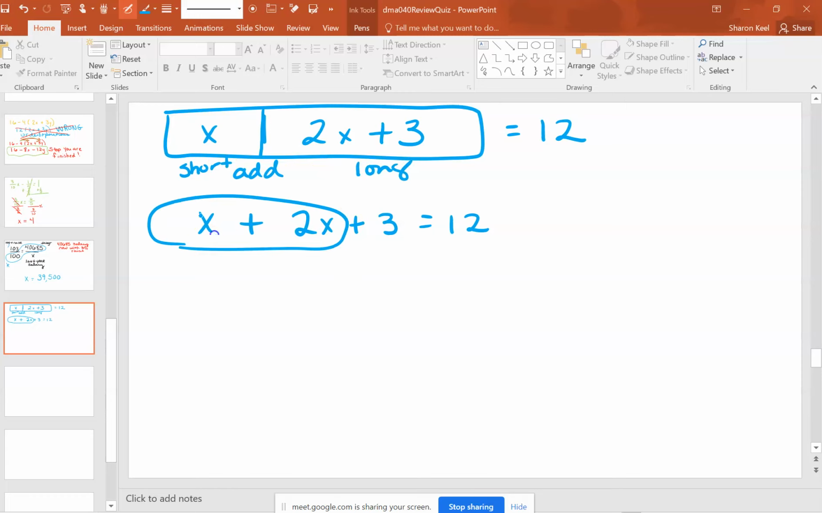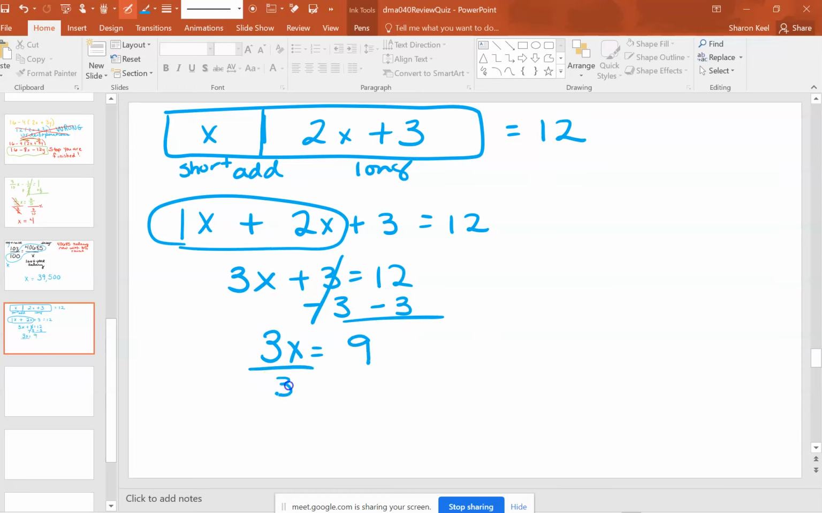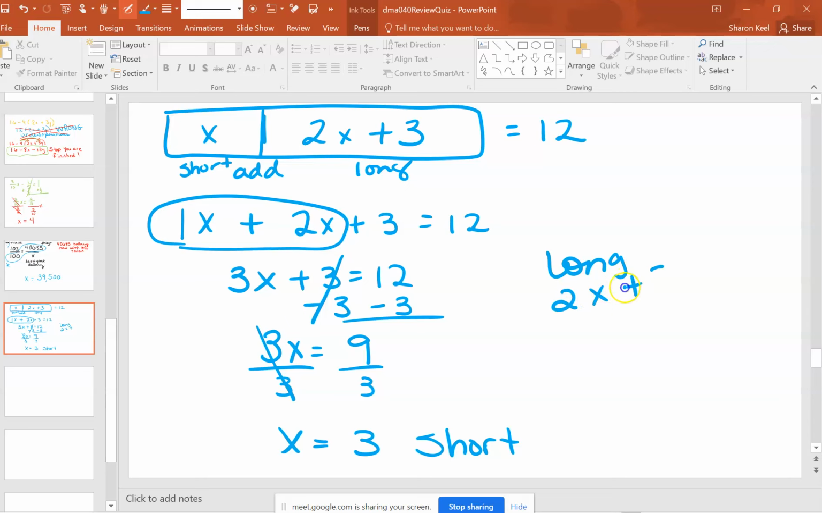Okay, so let's combine like terms. 1X and 2X gives me 3X plus 3 is 12. I'm going to move my 3 over. So 3X is equal to 9. Divide both sides by 3, X equals 3. So that means the length of the short piece is 3. The long piece, remember we said was 2X plus 3. So that's going to be 3 plus 3, or 6 plus 3, which is 9. So 9 will be the length of the long, and 3 will be the length of the short.